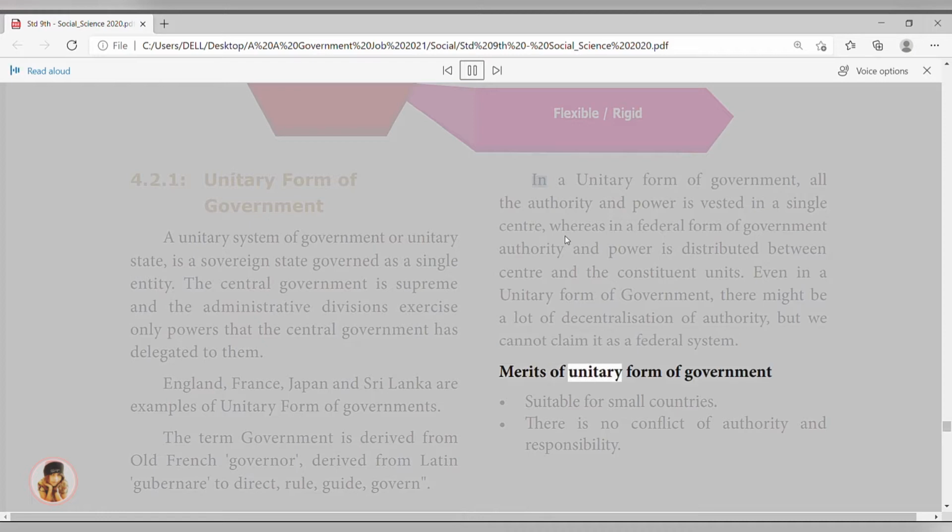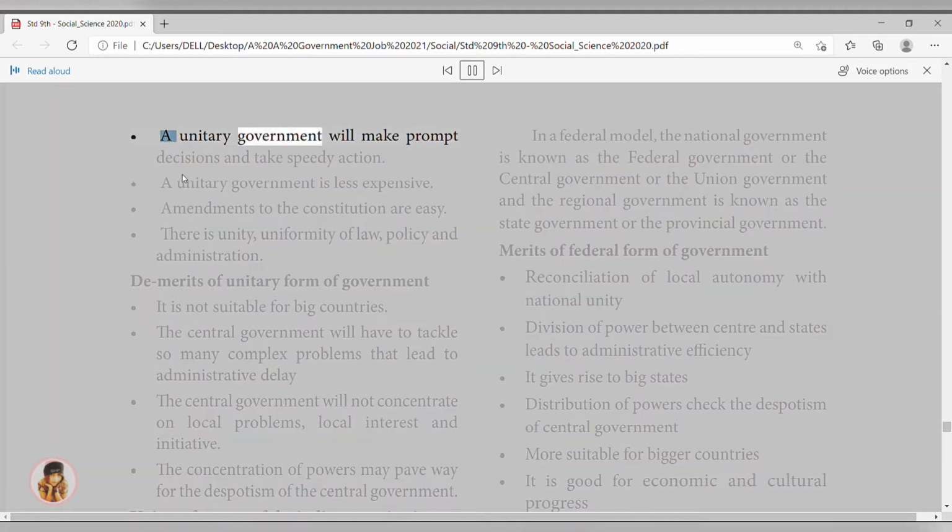Merits of unitary form of government. Suitable for small countries. There is no conflict of authority and responsibility. A unitary government will make prompt decisions and take speedy action. A unitary government is less expensive. Amendments to the Constitution are easy. There is unity, uniformity of law, policy, and administration.